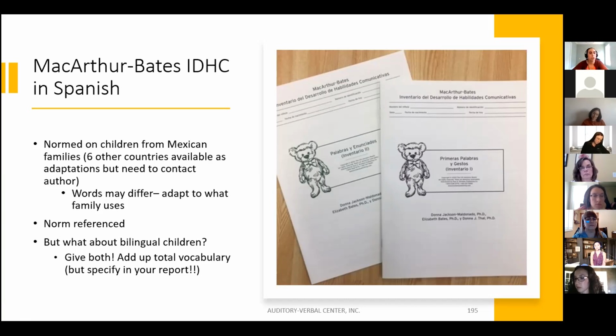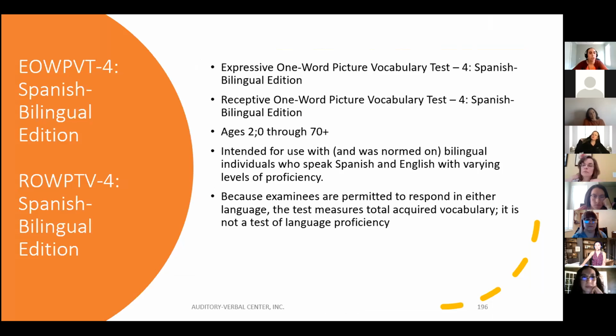But if looking to give a score, it's actually most appropriate to compare to monolingual norms, although really, again, then you're not truly comparing to what the norms would be. But if you're just trying to get a rough age equivalency or a rough idea, it's better to add up the vocabulary between the two languages.